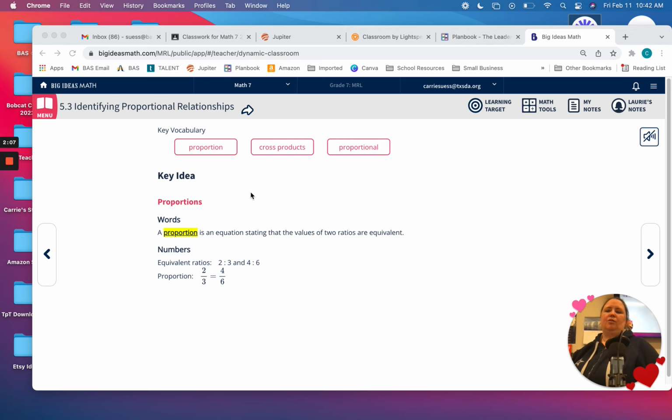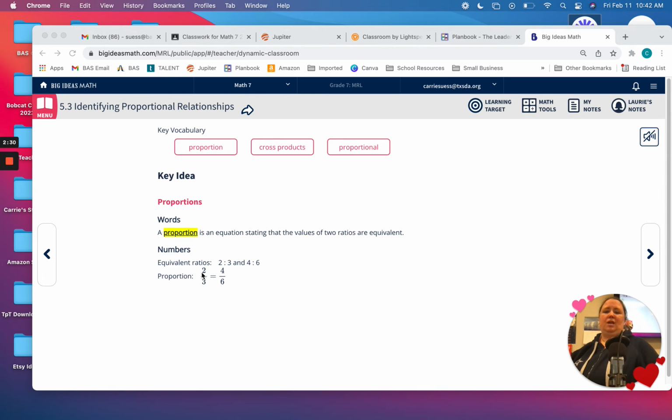All right, so we need to talk about the vocabulary here. We have proportion, cross products, and proportional. Somebody tell me what the definition of proportion is. Joel. An equation stating the values of two ratios are equivalent. So when I say the word proportion, you need to think equivalent. Equivalent means, yes, equal. Very good.